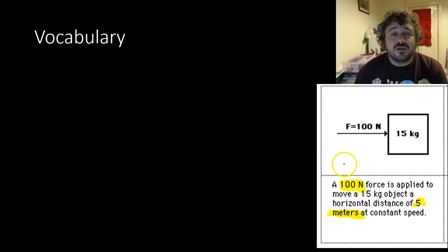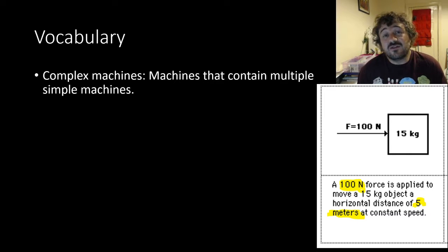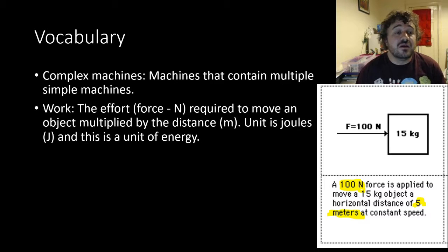Yes, so let's do a bit more vocab while we're at it. What is a complex machine? A complex machine is basically something which puts together various simple machines. It's also called a compound machine.